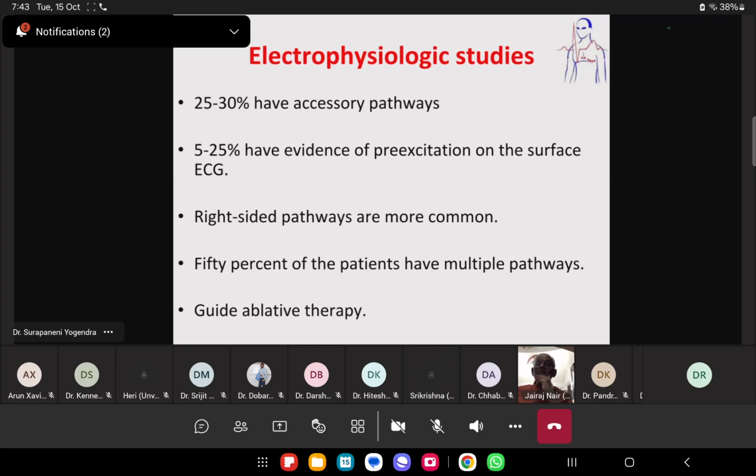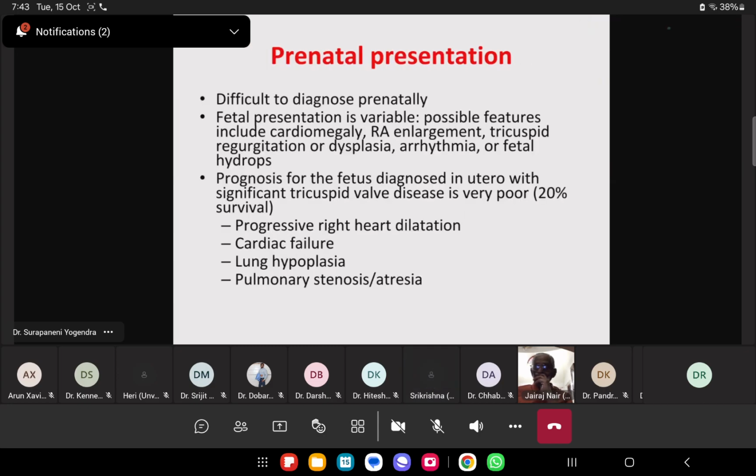Prenatal: difficult to diagnose prenatally. Fetal presentation is variable. Possible features include cardiomegaly, right atrial enlargement, tricuspid regurgitation or dysplasia, arrhythmias, or fetal hydrops. Prognosis for the fetus diagnosed in utero with significant tricuspid valve disease is very poor, 20% survival. Progressive right heart dilatation, cardiac failure, lung hypoplasia, and pulmonary stenosis or atresia can occur.